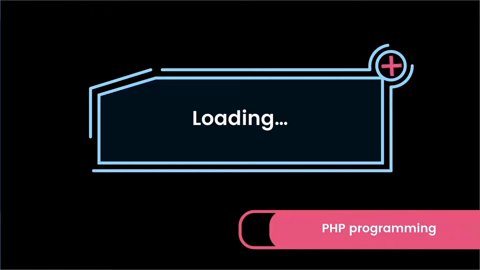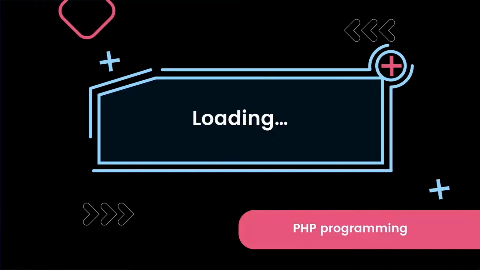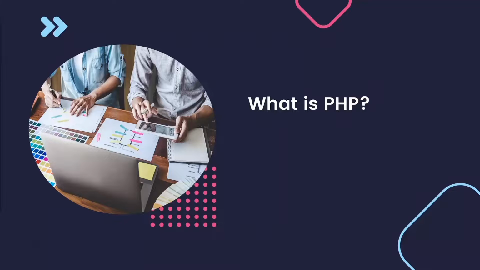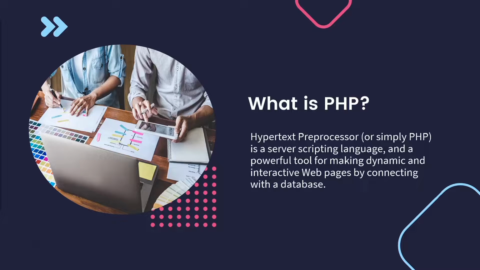Excellent. Now let's move forward and take a moment to discuss the PHP programming language. So what exactly is PHP? Well, PHP, also known as Hypertext Preprocessor, is a server-side scripting programming language, as we mentioned before. And it is also a powerful tool for making dynamic and interactive web pages or applications by connecting with a database. PHP is basically used for developing web-based software applications, and PHP files are saved with the extension of .php, much like our JavaScript files are saved as .js.